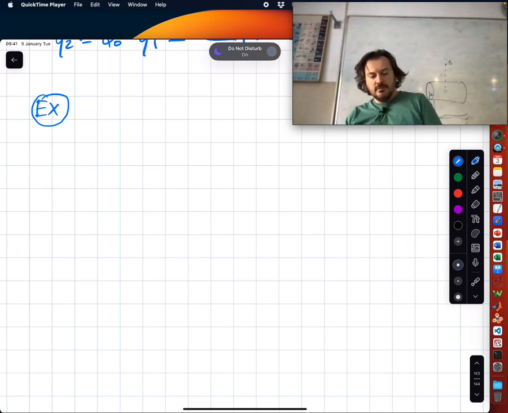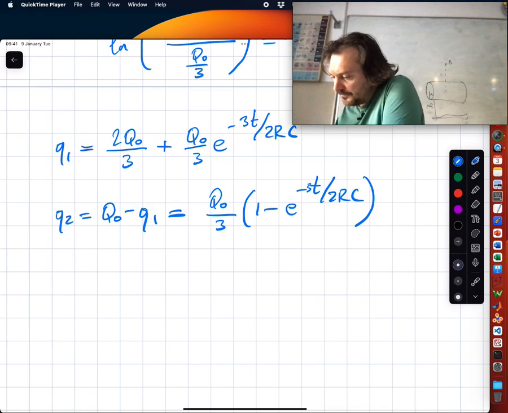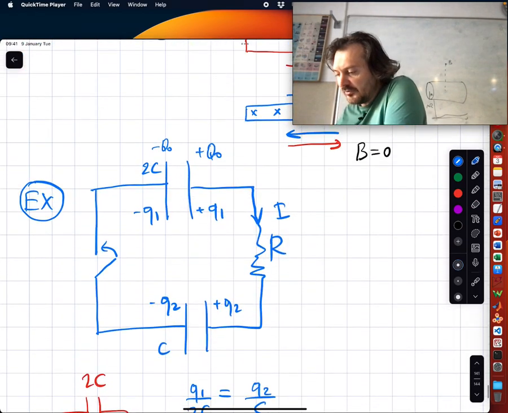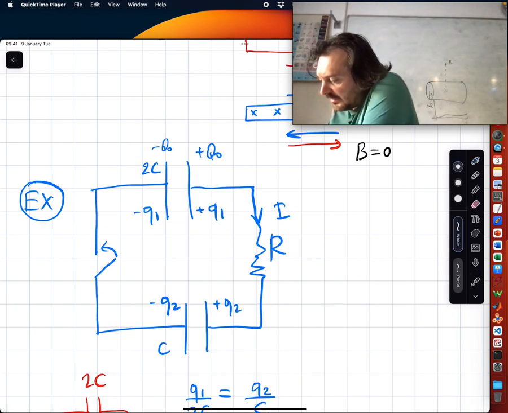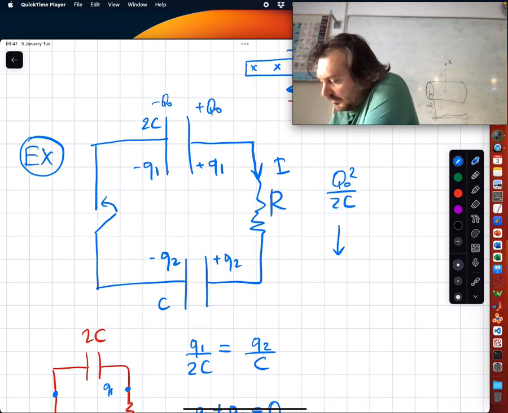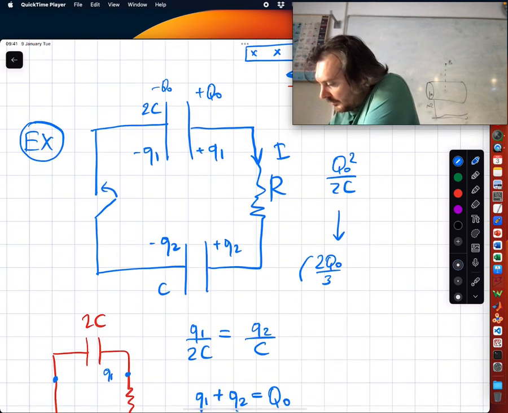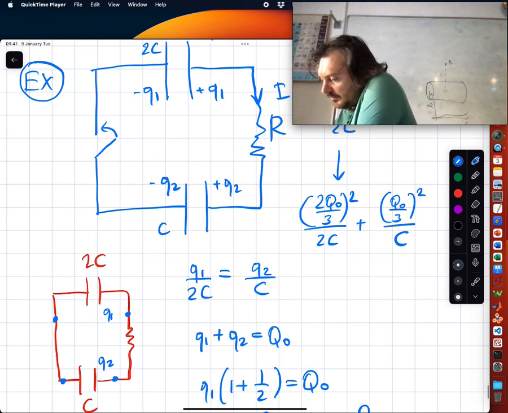The last part, I forgot. What was the last part? Let me see. What is the total energy dissipated in the resistor? So, the total energy dissipated in the resistor can be found by calculating the initial potential energy and final potential energy. Okay? Initially, the potential energy is Q0 squared over 2C. Right? In the final situation, the potential energy is, which one was 2Q? The first one was 2Q0. Squared over 2C plus Q0 over 3 squared over C.